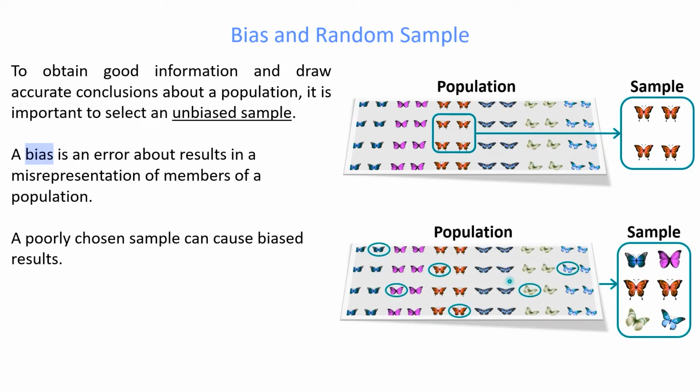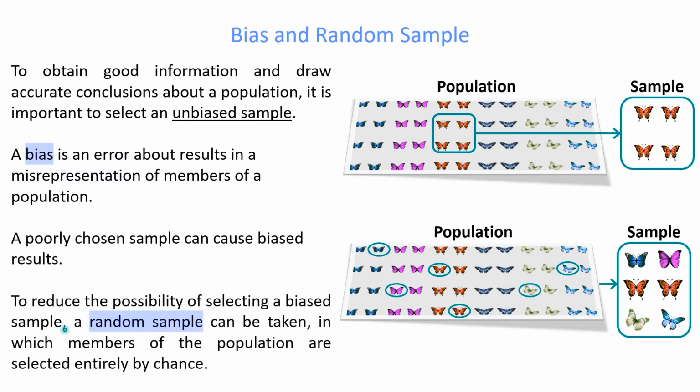Here is an example of a better sample. This sample includes other species of butterfly. So our conclusions about this entire population of butterflies from this sample would be more accurate than what we had here. Now, to reduce the possibility of selecting a biased sample, a random sample can be taken in which members of the population are selected entirely by chance.